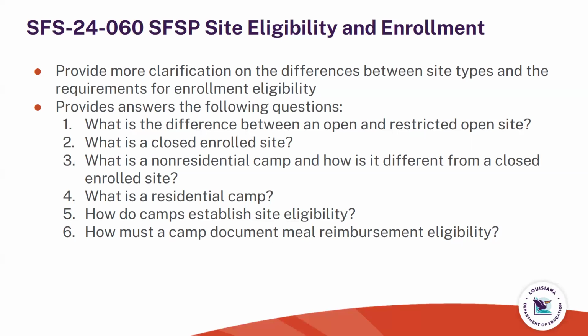It talks about what a non-residential camp is and how it is different from a closed enrolled site. It also talks about what a residential camp is. It also answers the question about how camps establish site eligibility. And it also answers how a camp must document that meal reimbursement eligibility. So please, if you are planning to do summer feeding and you have some questions about site eligibility and enrollment, please refer to this email as it answers a lot of questions.